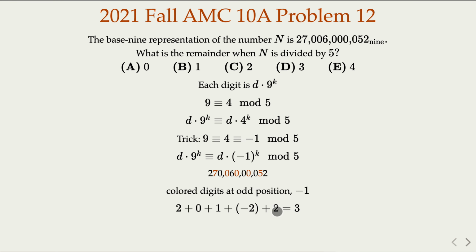This is 2, right? So this is 2. 5 is equivalent to 0. 6 equivalent to 1. 7 is equivalent to 2, but its color is odd position is negative 2. This is 2. So at the end, it's going to be 3. The answer is D. Okay, that's good to know. It's very important. Okay.